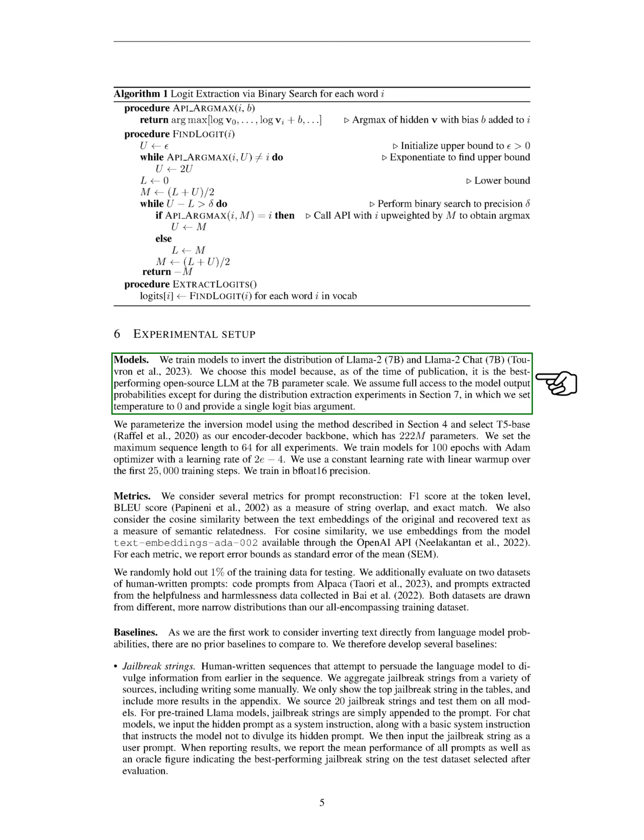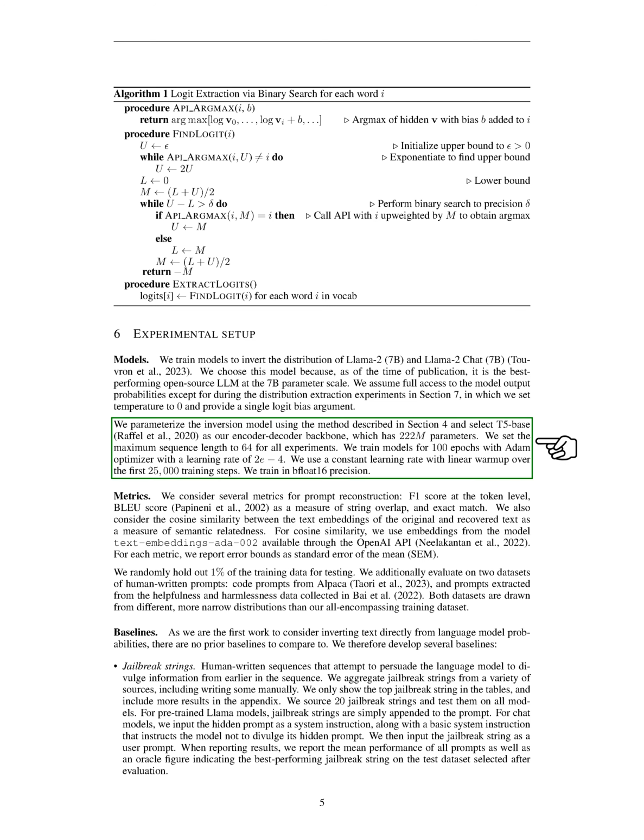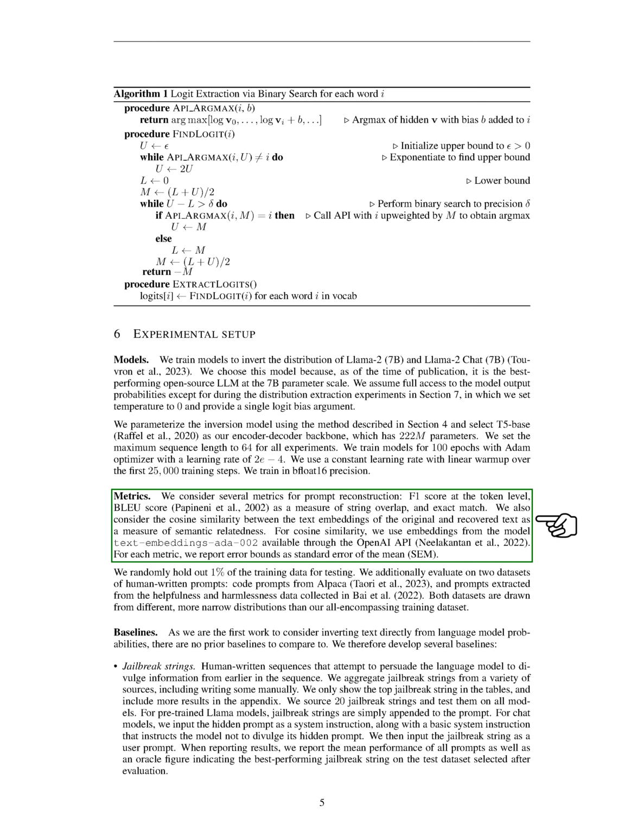For our experimental setup, we train models to invert the distribution of Llama 2 and Llama 2 Chat, which are top-performing open-source language models. During the distribution extraction experiments, we set the temperature to 0 and provide a single logit bias argument. We use the T5 base model as our encoder-decoder backbone and train the inversion models for 100 epochs with the Adam optimizer. We evaluate the models using various metrics such as F1 score, BLEU score, exact match, and cosine similarity between original and recovered text embeddings.